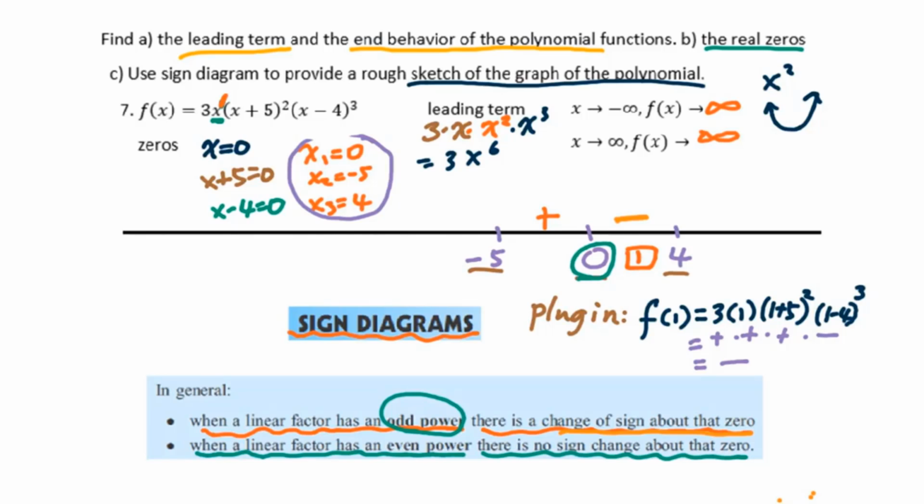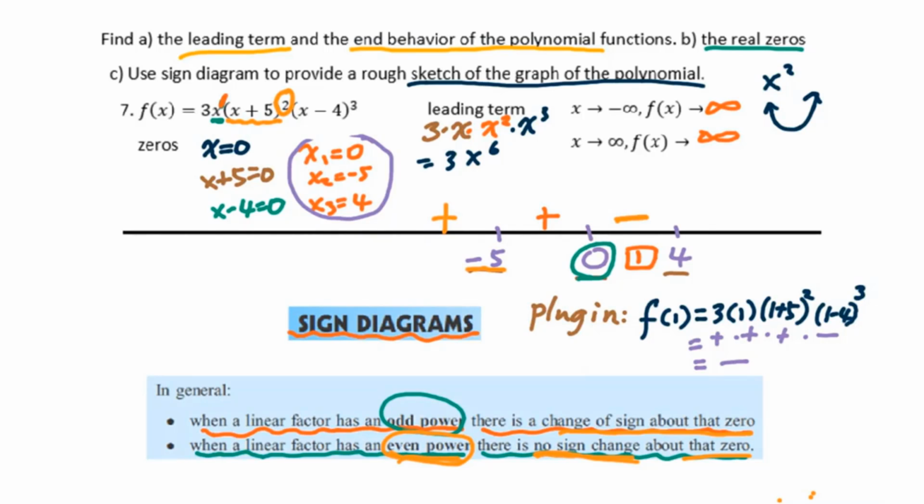Now let's go to this -5. For -5, we use this factor. This factor has an even power. Look at this, even power. With an even power, there's no sign change above this 0. That means we already know for -5, the right interval is positive. Then this must be positive because there is no sign change for an even power.